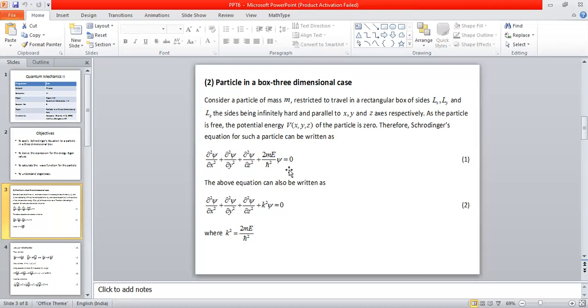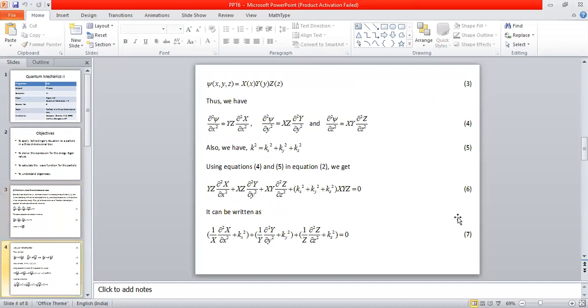So it is possible to find out the exact solution using the boundary conditions. We shall do it one by one. So this above equation can be written as, for the sake of simplicity, we have taken 2mE by h cross as k square, as we did in the previous session. Therefore we can write this equation as ∂²ψ/∂x² + ∂²ψ/∂y² + ∂²ψ/∂z² + k²ψ = 0, where k² is nothing but 2mE by h cross squared.